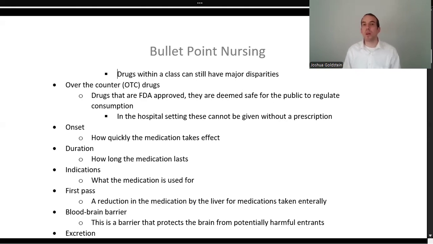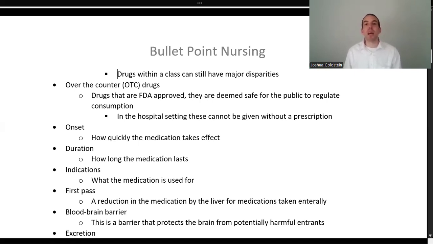We have indications, what the medication is used for. So every drug that we're going to learn, we'll learn the indication. So if I'm giving a patient nitroglycerin, what is nitroglycerin used for? Well, it's used for angina. It's used for chest pain. Those are the indications. If I'm giving a patient acetaminophen, what is it used for? It is indicated for a fever. It is indicated for pain, for analgesia, which means pain relief, and it's indicated for general cold and flu symptoms. So those are 3 indications for that medication.